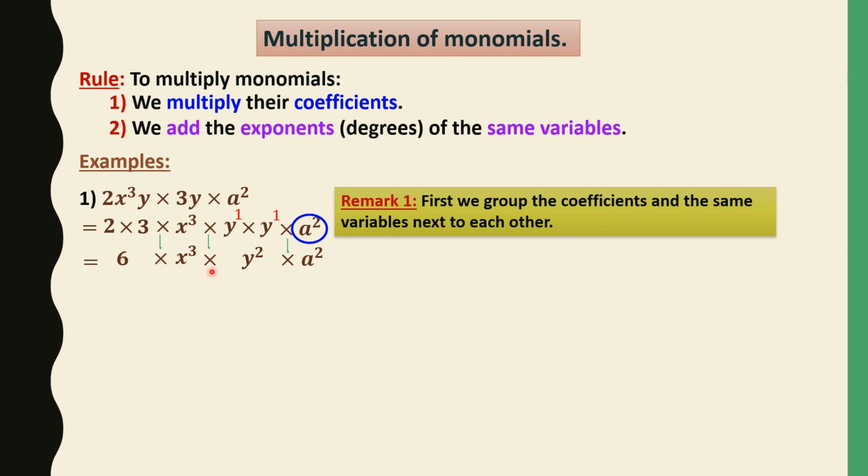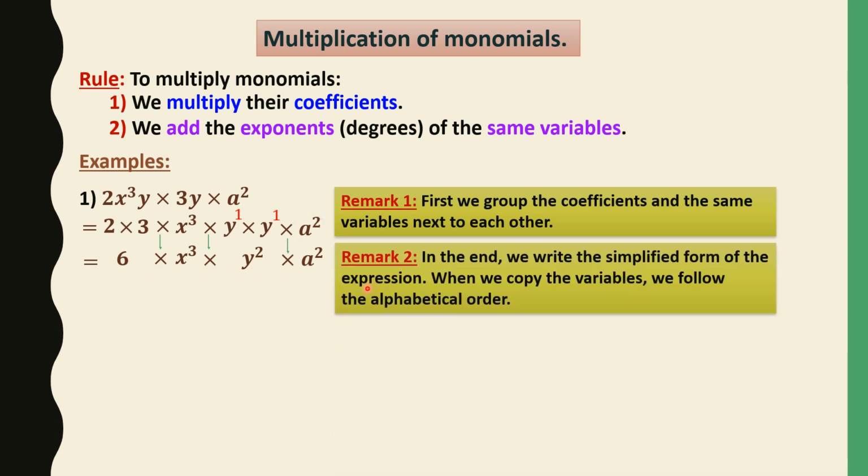In the end, we need, of course, to write this expression in a better way. It looks messy. So remark 2, in the end, we write the simplified form of the expression. So here we can get rid of the times. And when we copy the variables, we follow the alphabetical order. So first, we write the coefficient 6. And we get rid of the sign times.